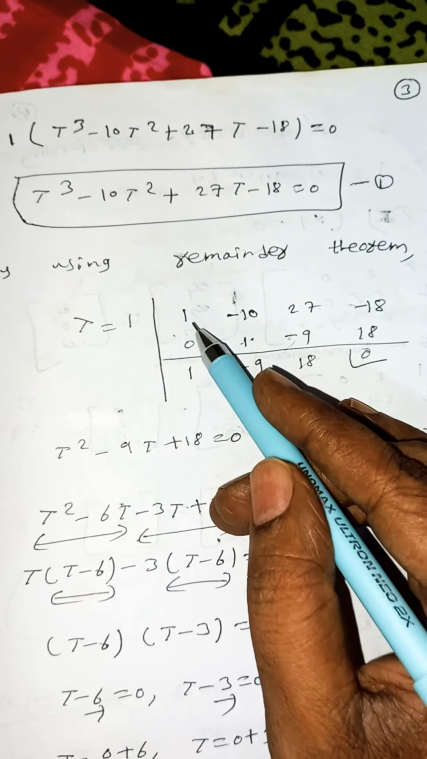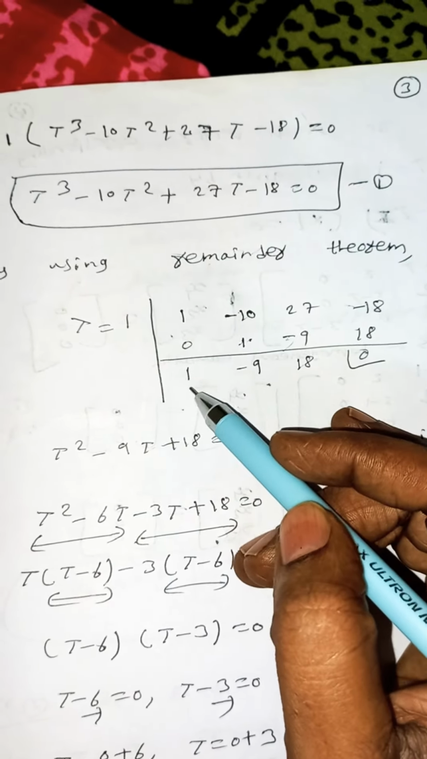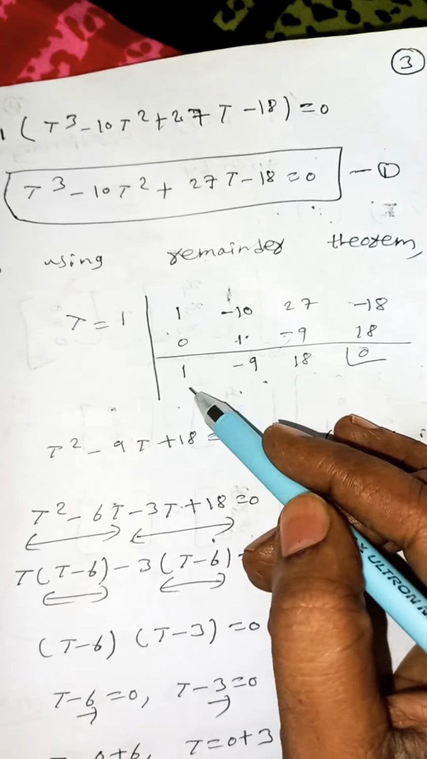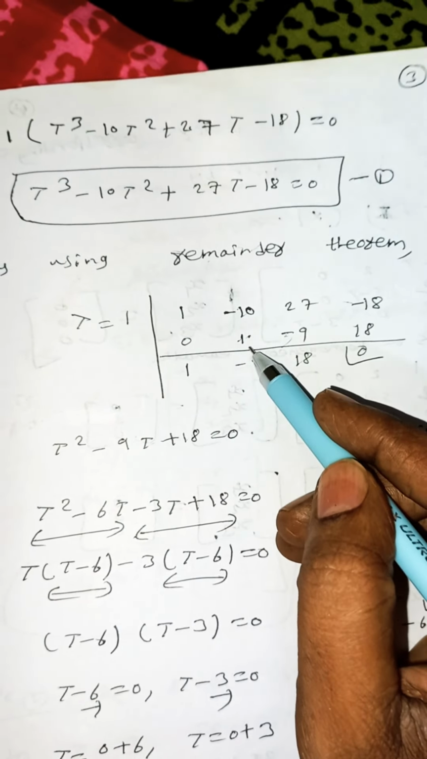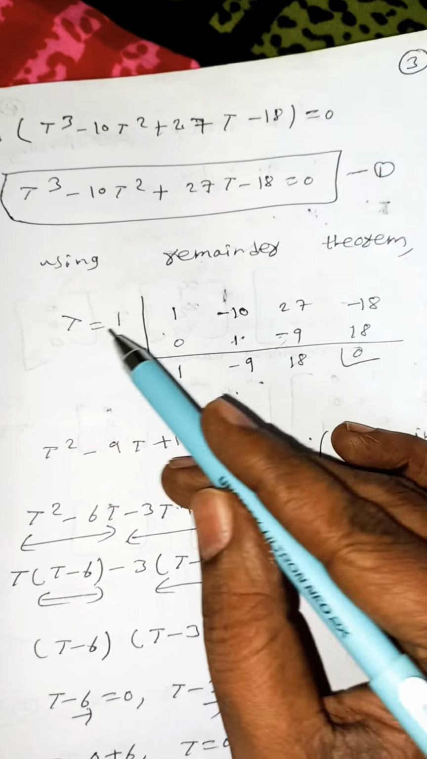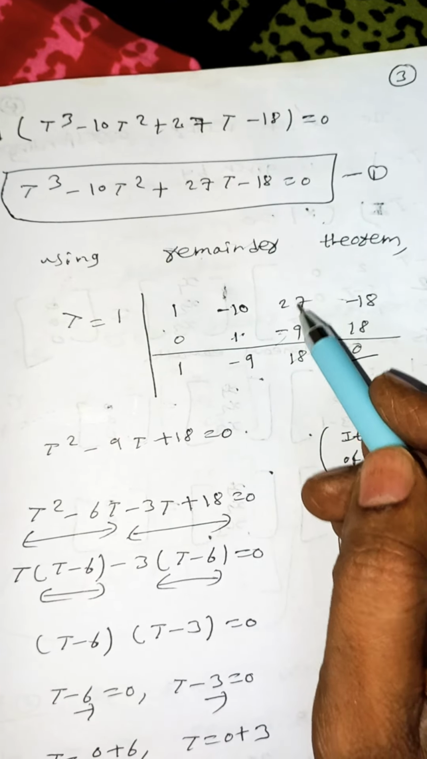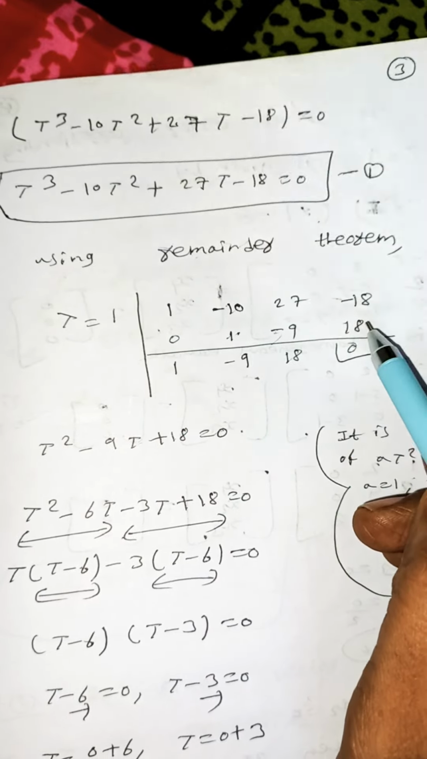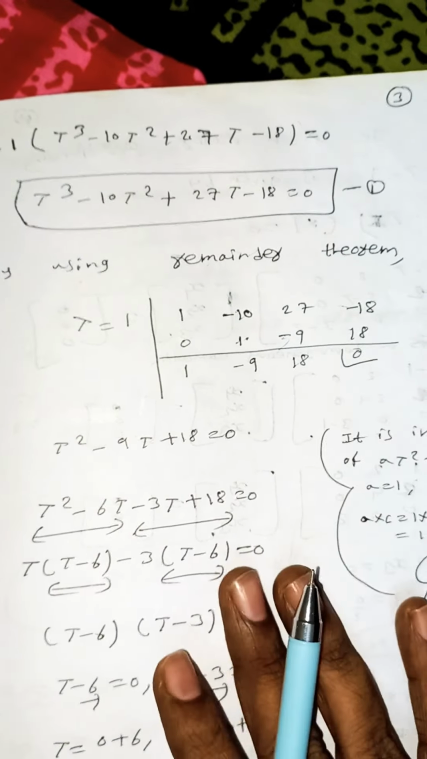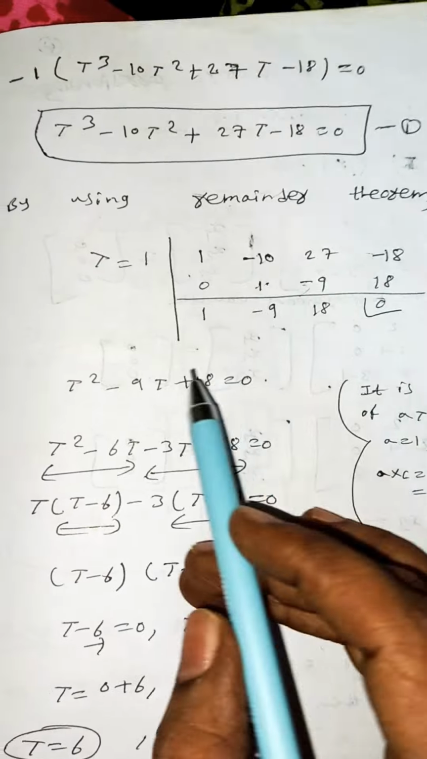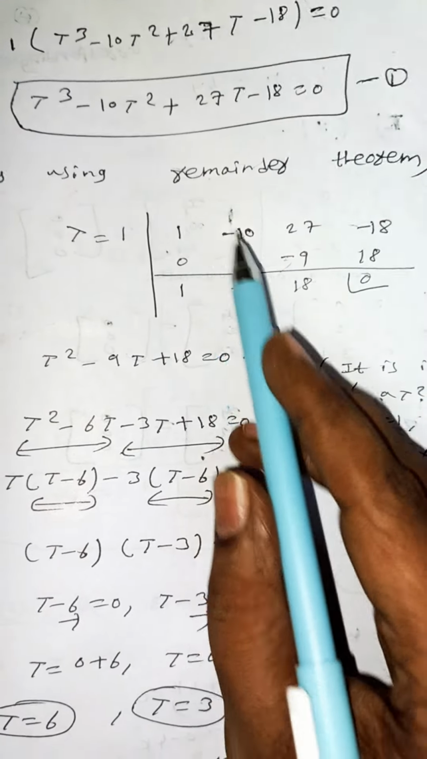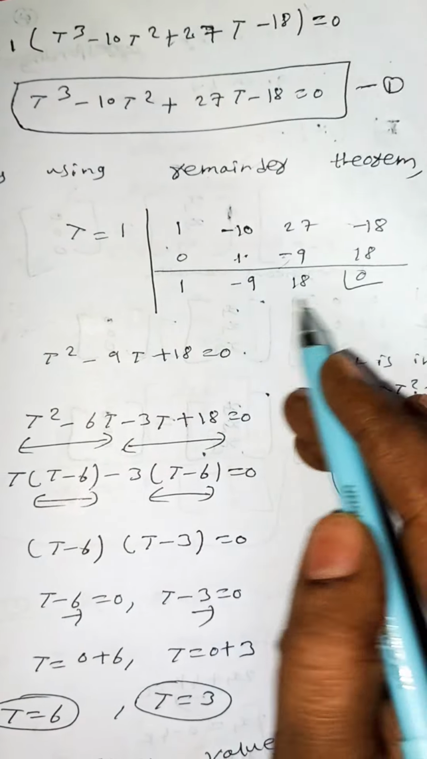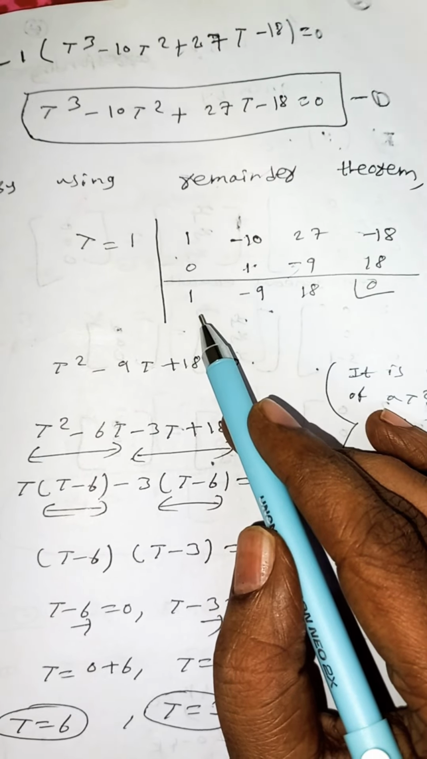Here write 0, 1 minus 0 is 1 plus 0 is 1. So here 1 ones are 1. So here minus 10 plus 1 is minus 9. So 1 into minus 9 is minus 9. 27 minus 9 is 18. So here 1 into 18 is 18. So minus 18 plus 18 is 0. The condition is satisfied. So now this third degree equation becomes a second degree equation in terms of lambda.